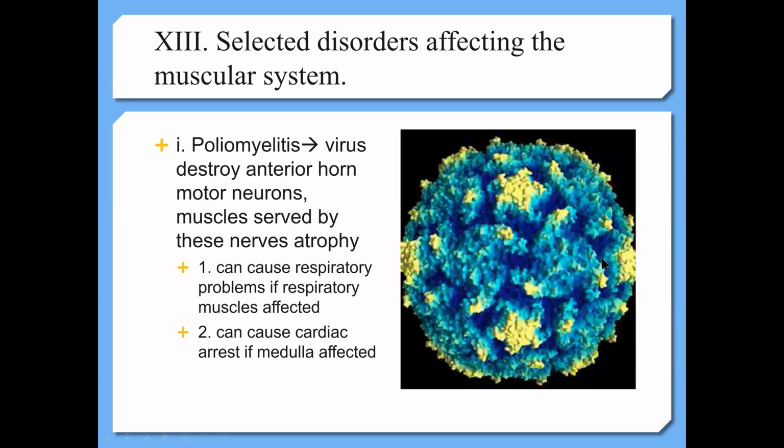And then lower motor neurons, one of the things is poliomyelitis, okay, poliomyelitis. It destroys the anterior horn motor neurons. That doesn't mean a thing to you, but there's an anterior, posterior, and a lateral horn in the spinal cord, and we'll look at that when we get into the nervous system and the spinal cord, okay? But it destroys the anterior horn motor neurons and the muscles that are served by these nerves.